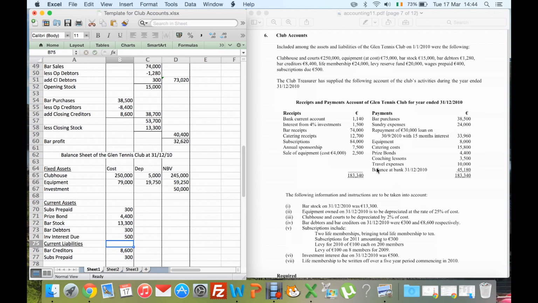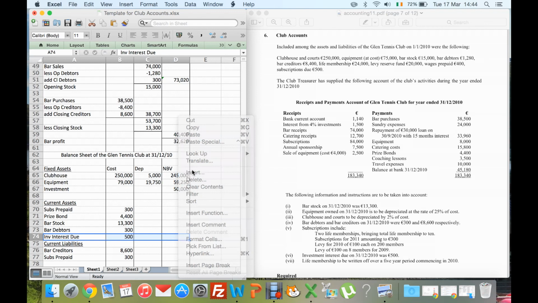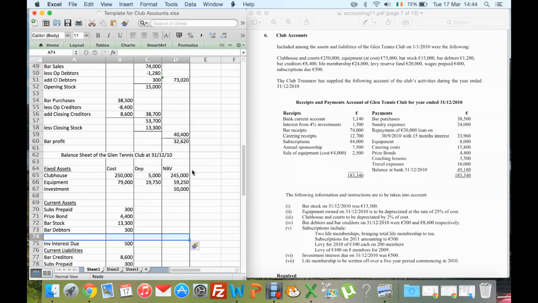And then we also have the balance at the bank. So that's the balance c/d at the end of the bank account. So when I bring that down here as a balance b/d, it's going to be the debit side, which means we have money in the bank. So that's another current asset. And it's 45,180.